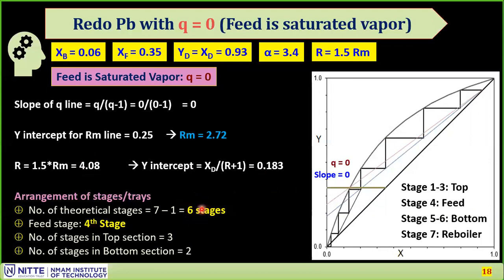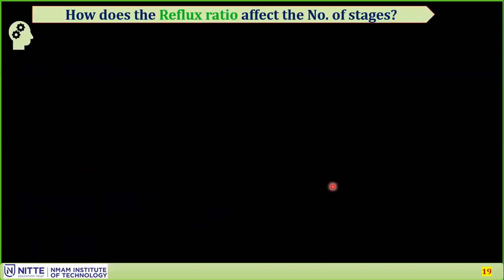So you observe that as you change the value of Q, that is the quality of feed, as you increase the heat, the number of stages also changes. That's an important observation that you need to make. With the change in Q, the number of stages required also changes.